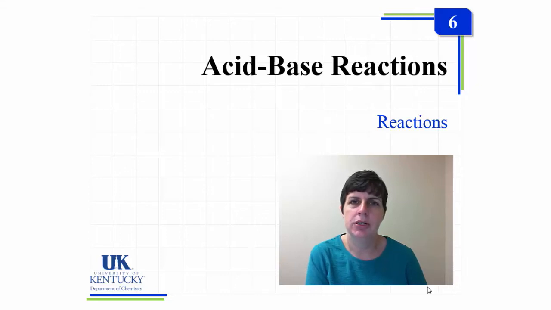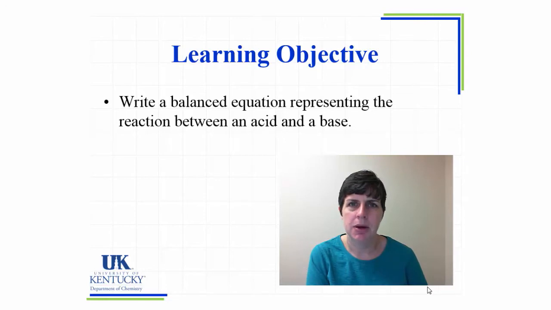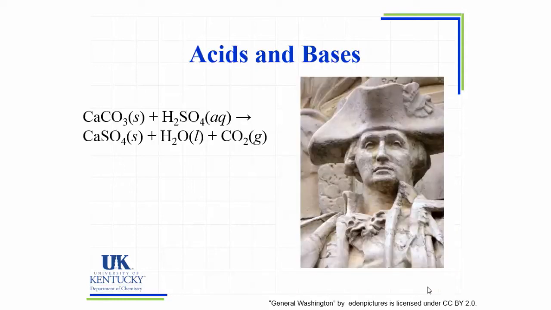In this module, we're going to look at acid and base reactions. By the end of this module, you should be able to write a balanced equation representing the reaction between an acid and a base. When we look at acid and base reactions, we also call these neutralization reactions, simply because the acid neutralizes the base and the base neutralizes the acid. Typically, our products end up as a neutral or near neutral solution.